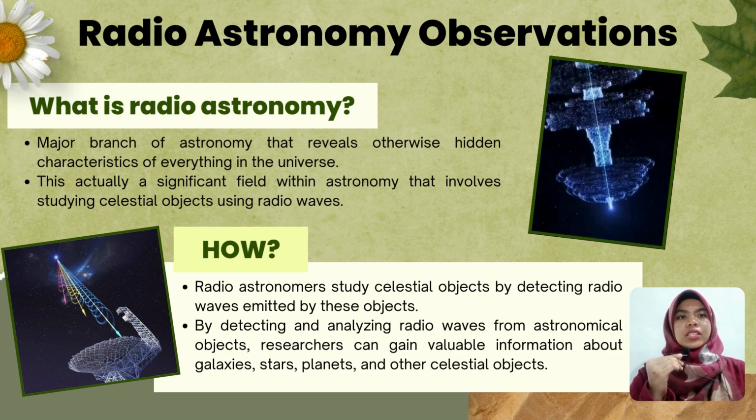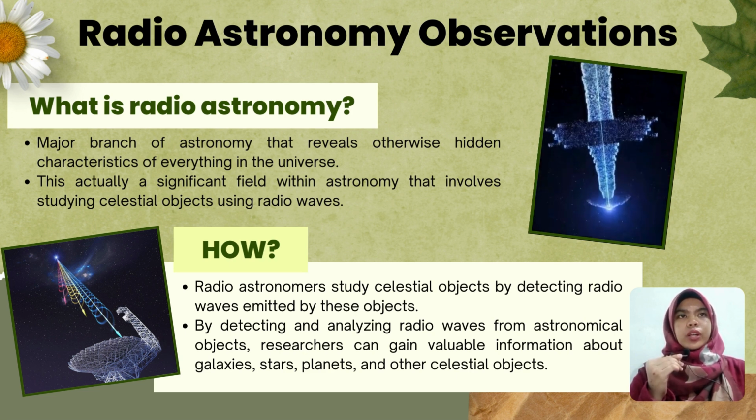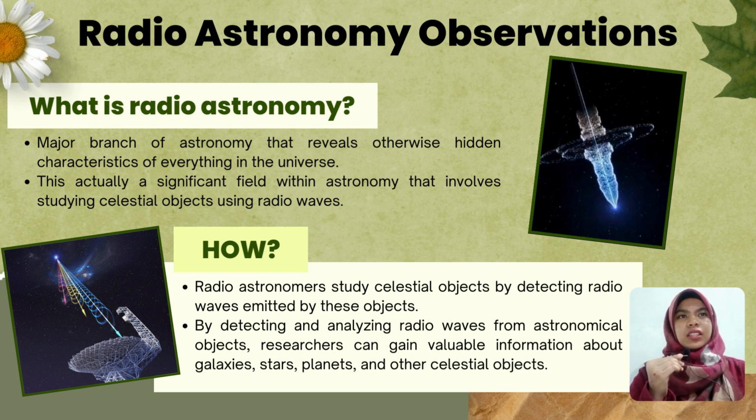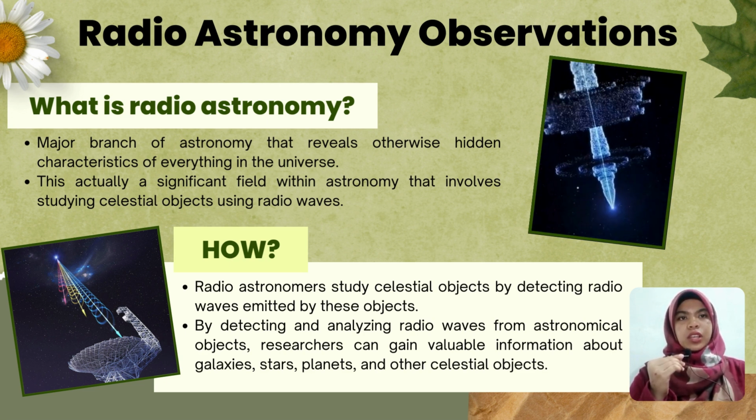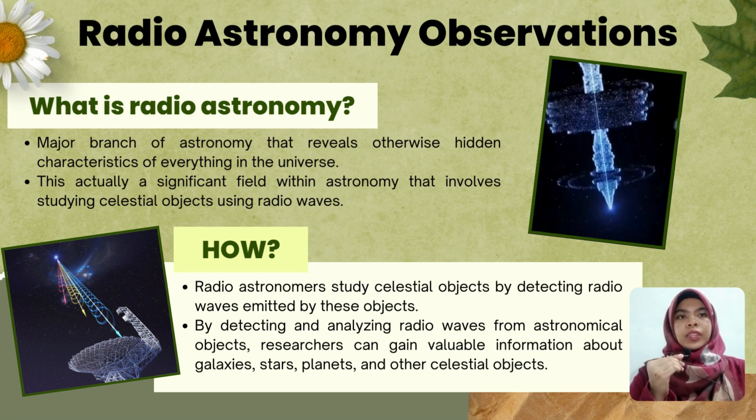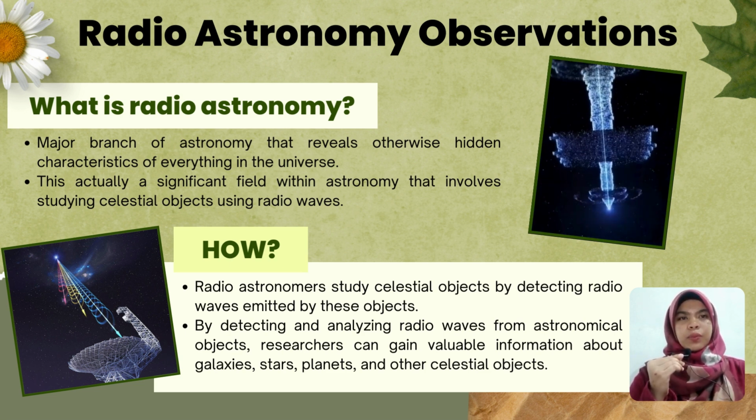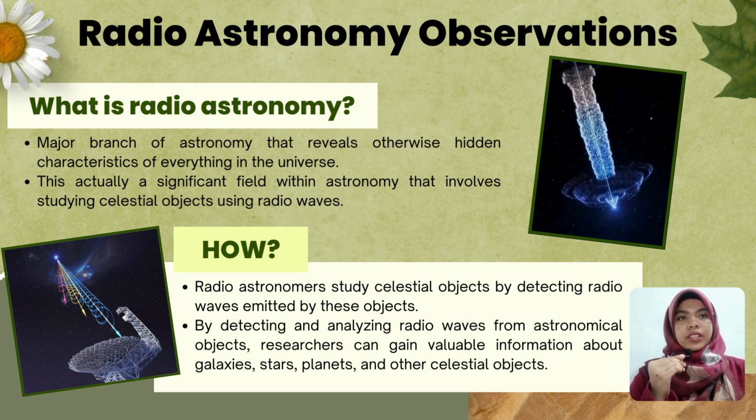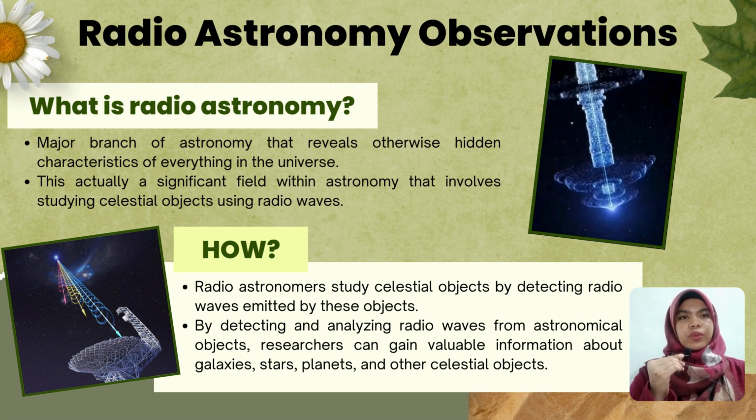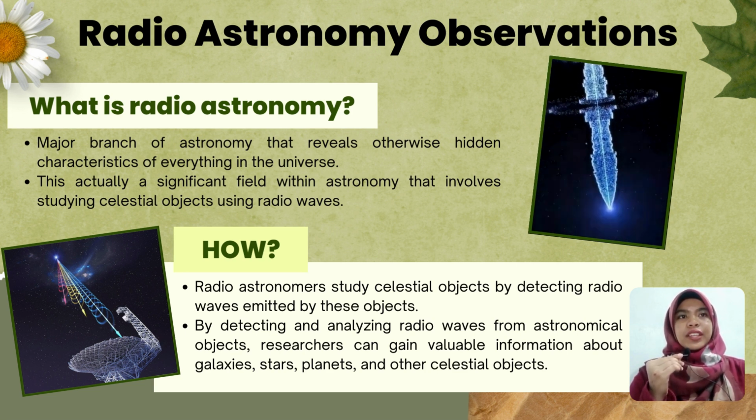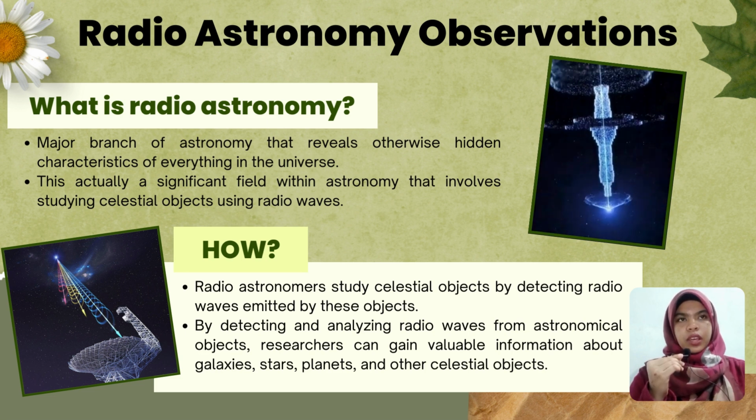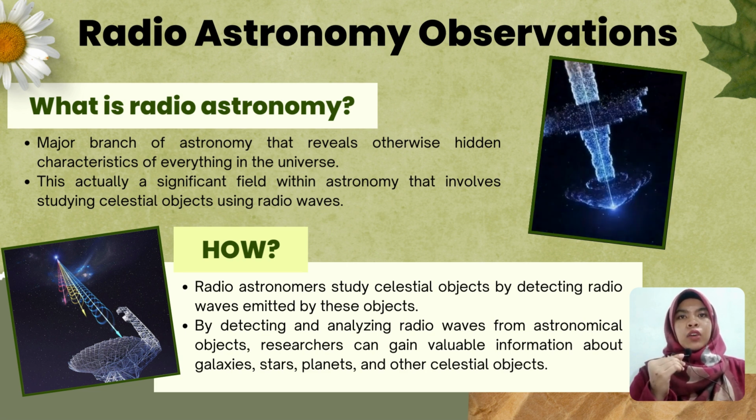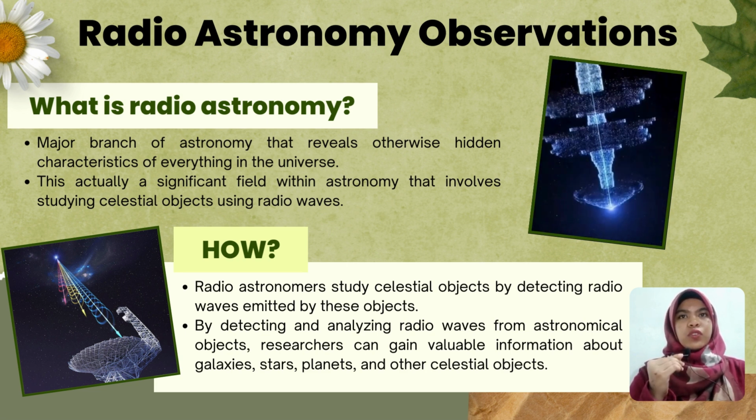Next, we will discuss radio astronomy observation. First of all, what is radio astronomy? Radio astronomy is a major branch of astronomy that reveals otherwise hidden characteristics of everything in the universe. It is a significant field within astronomy that involves studying celestial objects such as stars or nebulae using radio waves. And how does this work? Radio frequencies play a crucial role in the field of radio astronomy. Radio astronomers study celestial objects by detecting radio waves emitted by these objects. By detecting and analyzing radio waves from astronomical objects, researchers can gain valuable information about galaxies, stars, planets, and other celestial objects. However, a challenge in radio astronomy is radio frequency interference.